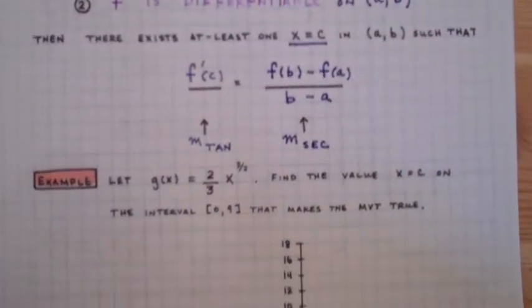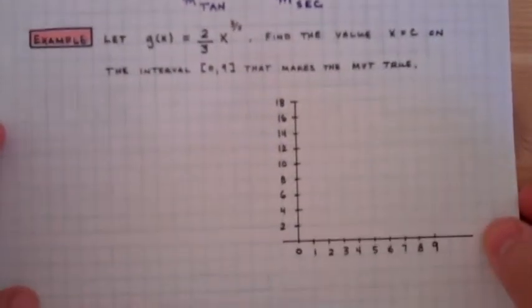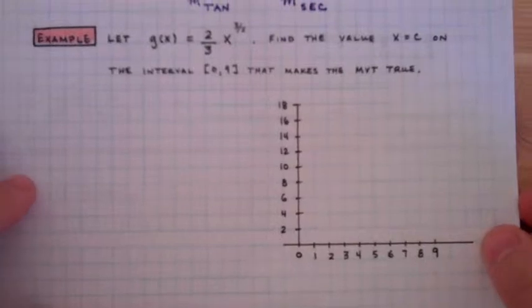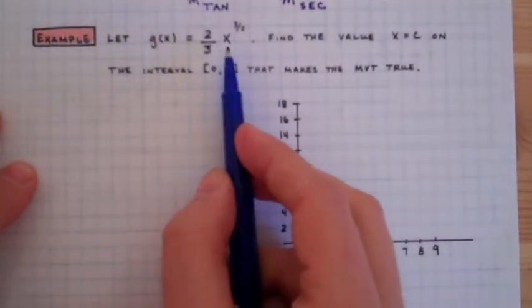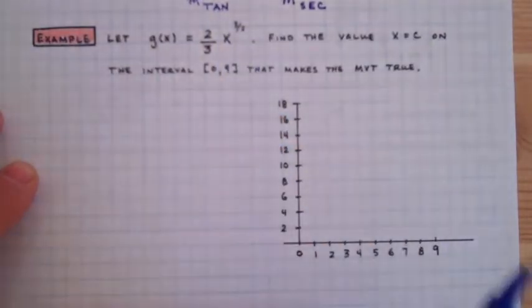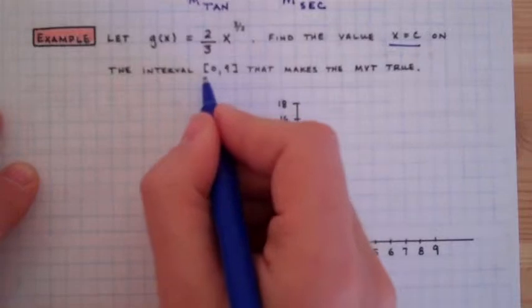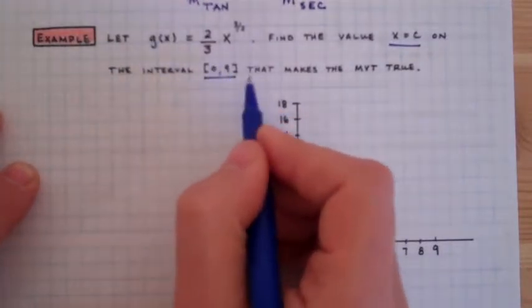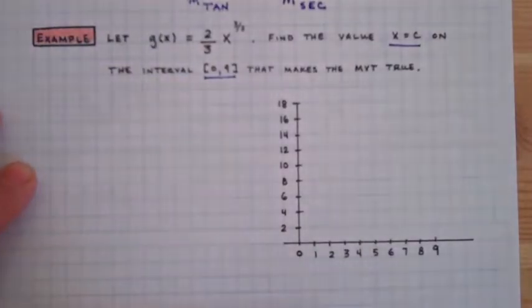You're going to see that come up on the AP exam. Let's look at how we use that in a situation. Look at example number 1. Our function here is g of x equals 2/3 x to the 3/2 power. And we want to find that x value on the interval from 0 to 9. You have to have an interval. If you don't, there's no way to do the problem. That makes the mean value theorem true.